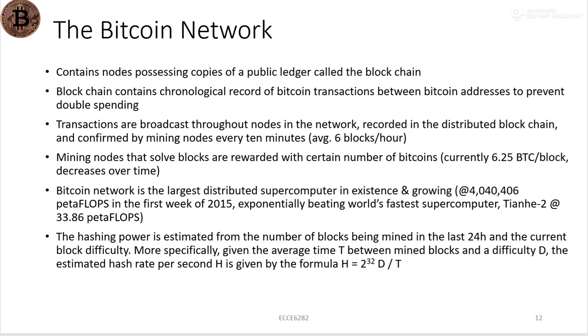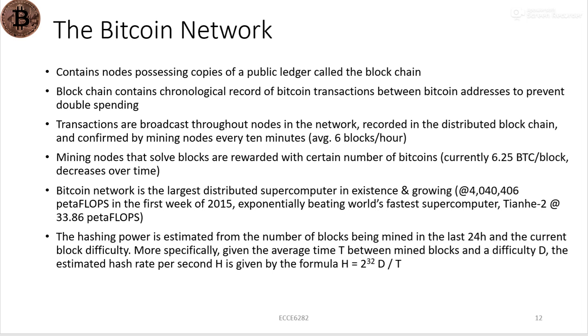You can consider the Bitcoin network as the largest distributed supercomputer in existence, and it is growing with time. When more and more miners are added into this network, this distributed supercomputer's power increases. This is the hashing power, because these miners need to solve a complex mathematical problem based on a hashing algorithm. The hashing power of the miners is estimated from the number of blocks being mined in the last 24 hours and the current block difficulty.